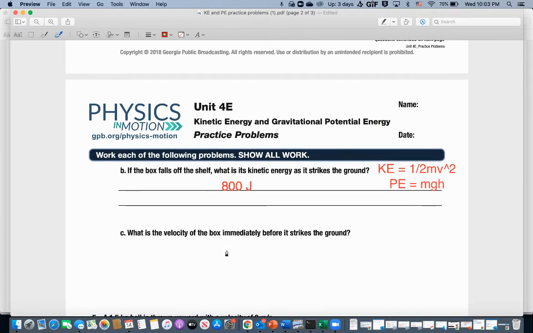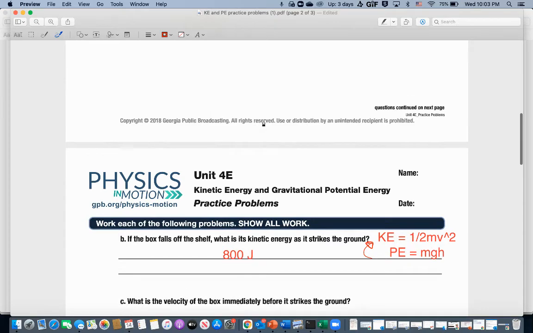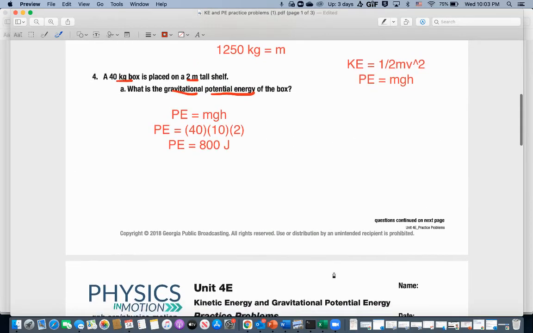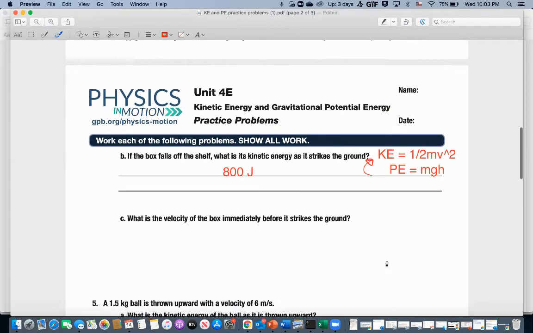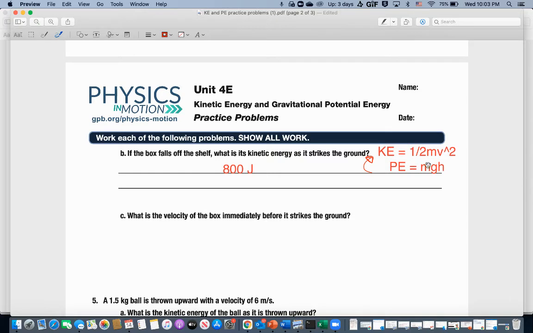What is the velocity of the box? In that first part, I calculated potential energy. But it's converting all my potential. It's taking all this potential energy and turning it into kinetic here. Well, I know what that kinetic is going to be, right? We just said it's equal to 800. I also know the mass of this box, right? The mass of the box is 40 kilograms. That came right here, 40 kilograms. So I know what the kinetic energy is going to be, that 800. I also know the mass. Now we can go ahead and solve for the velocity using my equation right here, and that's what it's asking for. What is the velocity of the box immediately before it strikes the ground?